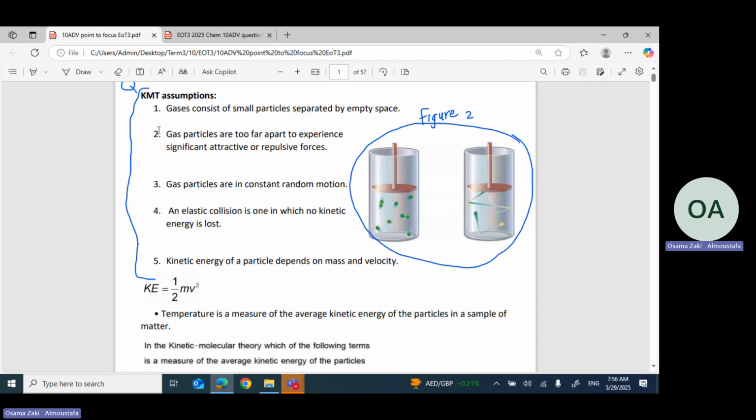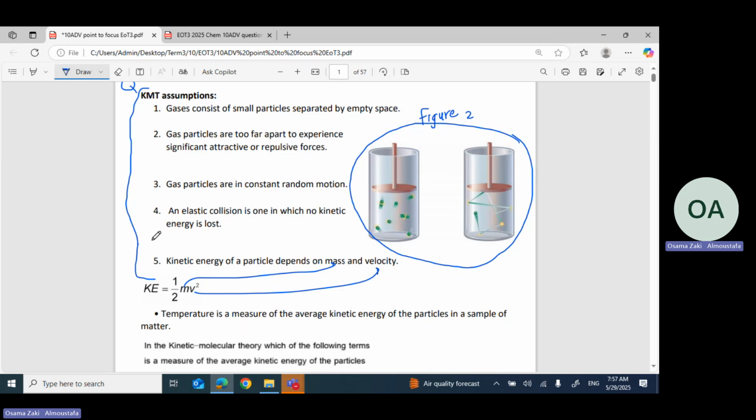And by the way, in point two, when they say are too far apart to experience significant attractive or repulsive forces, it means there is no significant attraction or repulsion. And last point, kinetic energy of a particle depends on mass and velocity. So the formula is KE, or kinetic energy, equals half mv squared. M is the mass and v is the velocity. And the temperature is a measure of the average kinetic energy of the particles in a sample of matter.